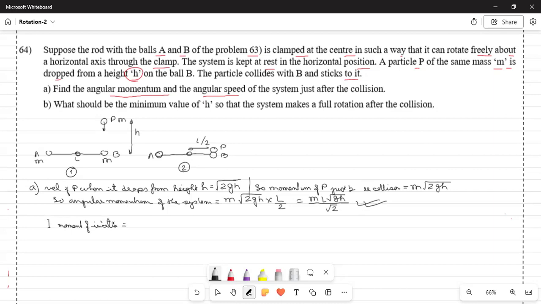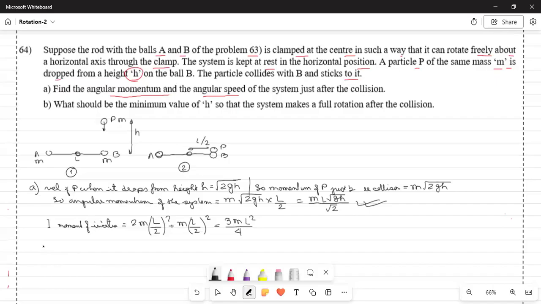The moment of inertia of the system: at one end we have mass m, and at the other end we have mass 2m. So 2m into (L by 2) whole square plus m into (L by 2) whole square. mr square plus mr square is equal to 3m L square by 4. 3mL square by 4.